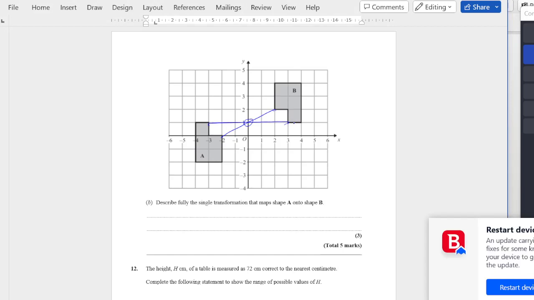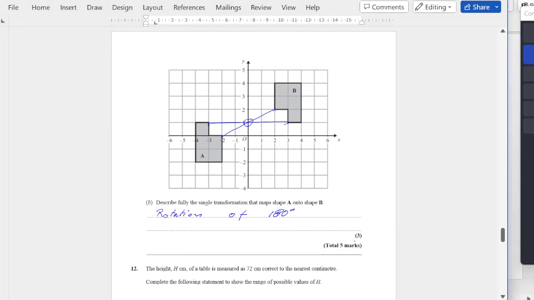So this is 3 marks, so it's going to be a rotation of 180 degrees. And I don't need to state clockwise or anti-clockwise because 180 would be the same either way. So about the point, and then the center of rotation would be where my lines cross. So that's going to be 0, 1.